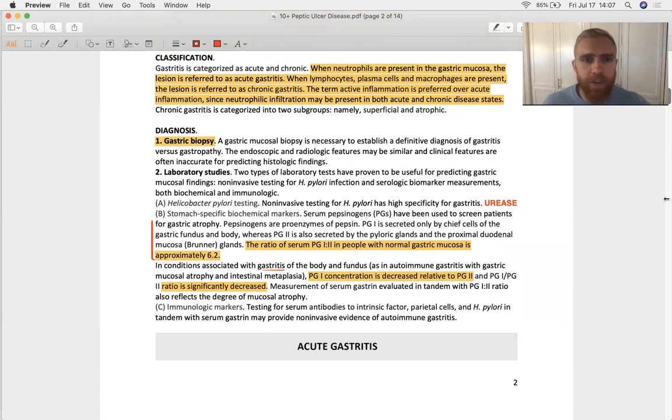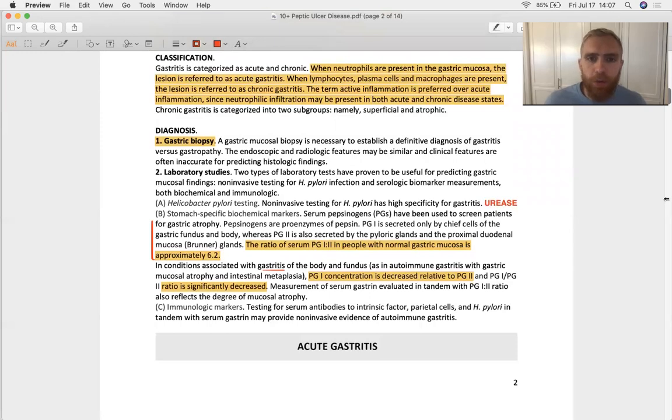Gastritis is recognized as acute and chronic. Acute gastritis is most often subclinical. The patient will just say, oh, my stomach is upset, but I don't need to go to the doctor, because you don't go to the doctor for every little rip stitch, right? When neutrophils are present in the gastric mucosa, we're calling it an acute gastritis.